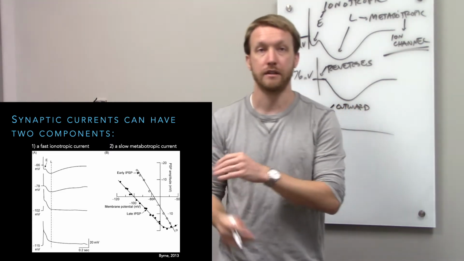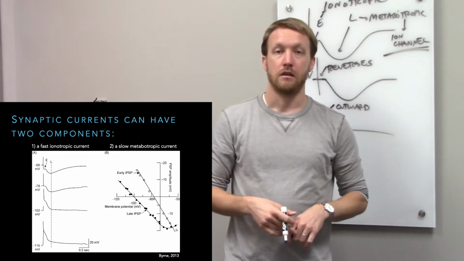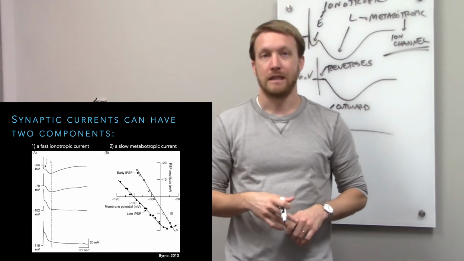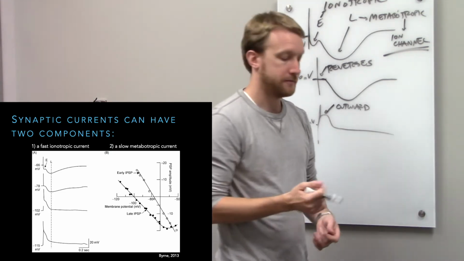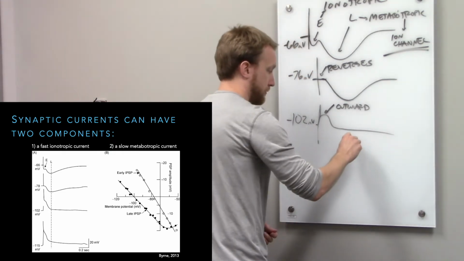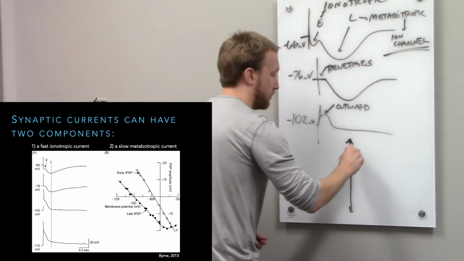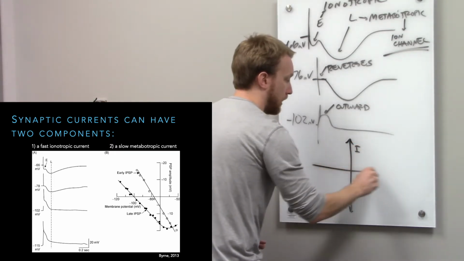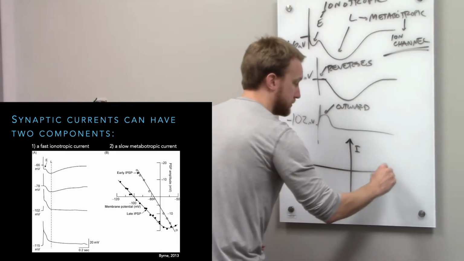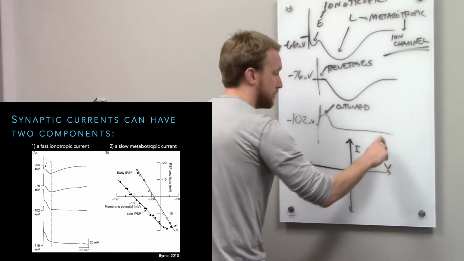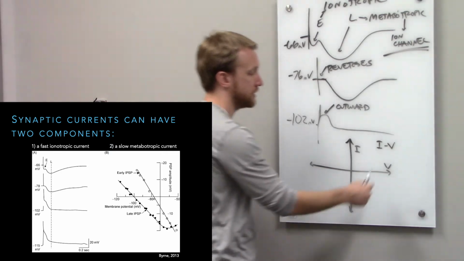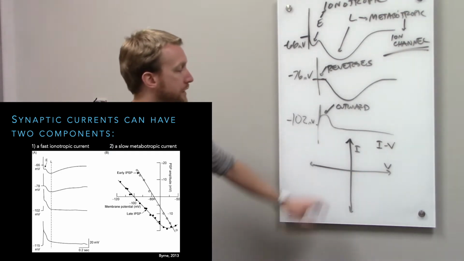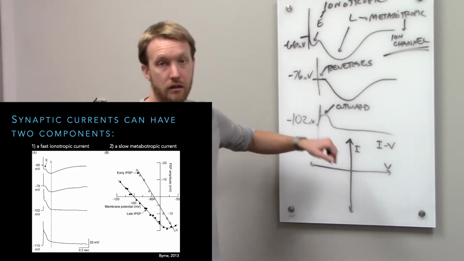And then they're plotting this in part B. This is not really what you'll see. You'll see something very similar to this called an IV plot, where we'll have current on the Y at different membrane potentials. That's why it's an IV plot.